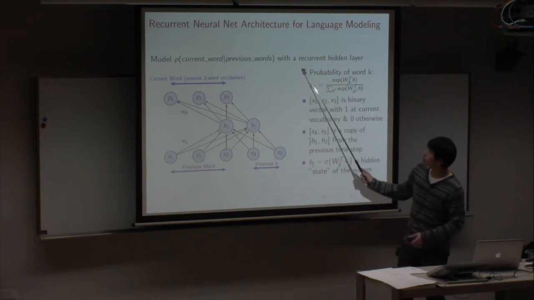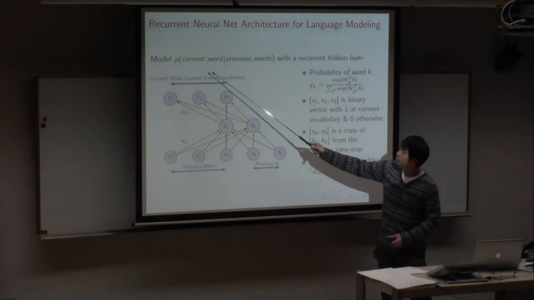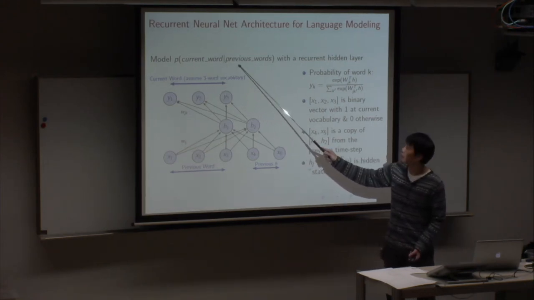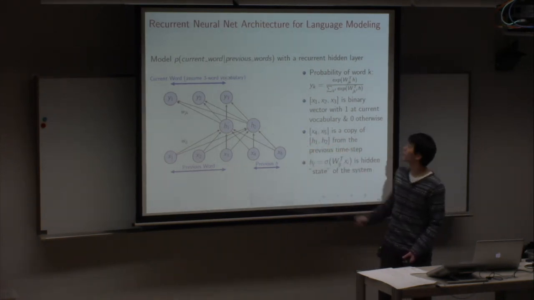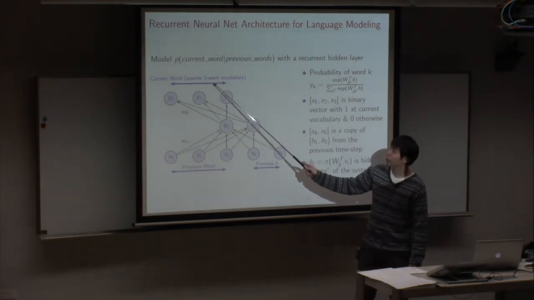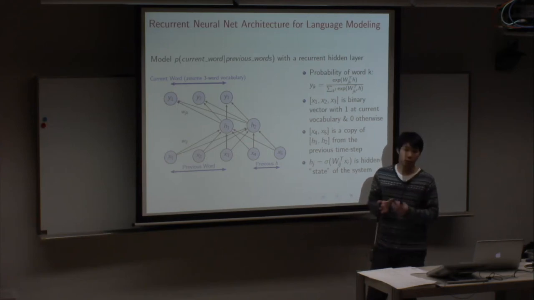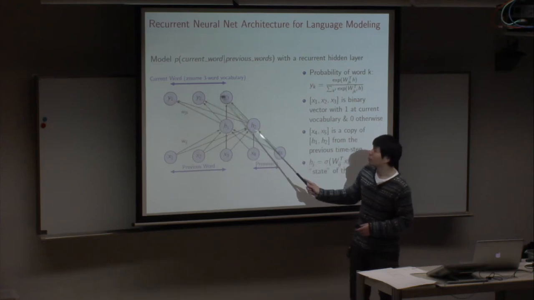Okay, so this is the architecture, a very simplified architecture. Let's say we want to model the probability of the current word given all the previous words that you've seen. Okay, this is what we want to model using a neural network. And for now, let's just assume that we have three words in our vocabulary. Okay, so you only use three words when you talk. So those words are y1, y2, and y3.